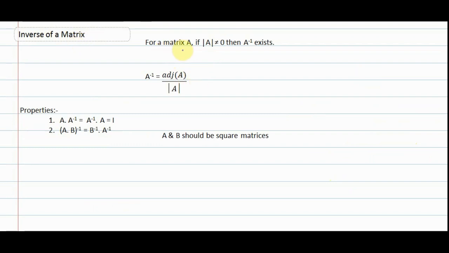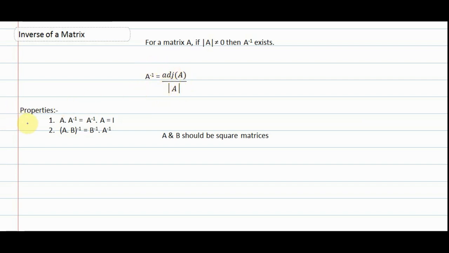So for a matrix A, if determinant of A is not equal to 0, then A inverse exists, and A inverse will be equal to adjoint of A divided by determinant of A. So for all non-singular matrices, A inverse is defined. But if the matrix is a singular one, that is if determinant value of the given matrix is 0, then inverse is not defined. So for all matrices with determinant value not equal to 0, A inverse exists, and we can calculate A inverse using this formula.